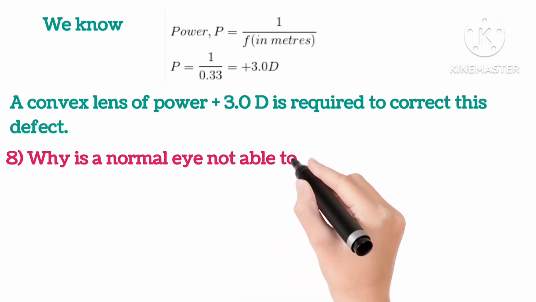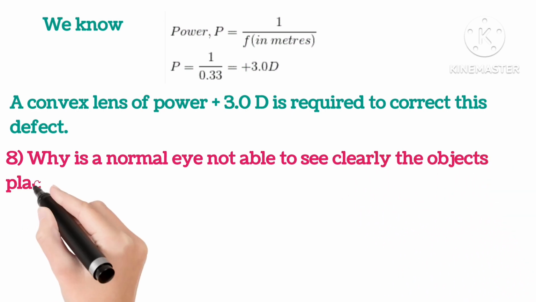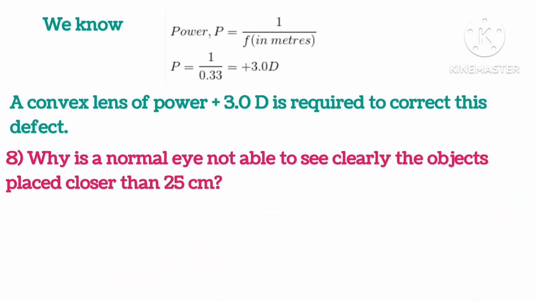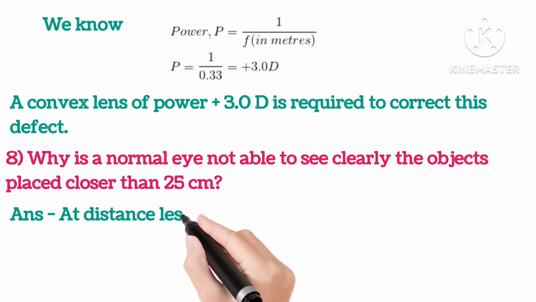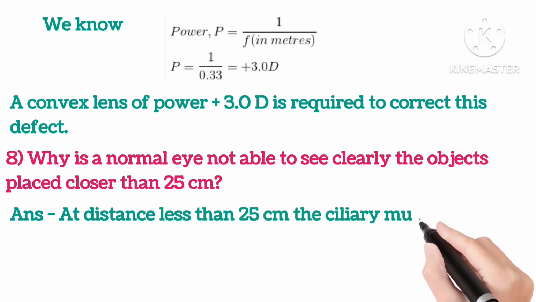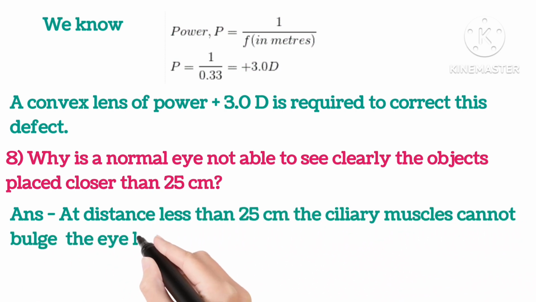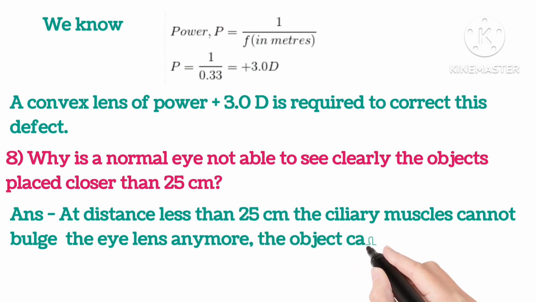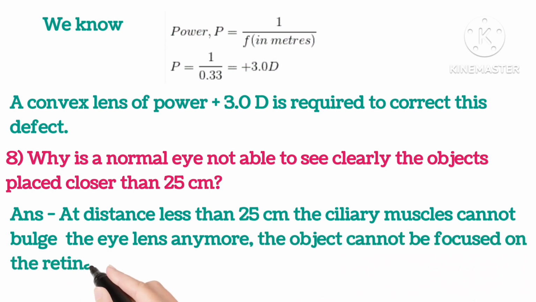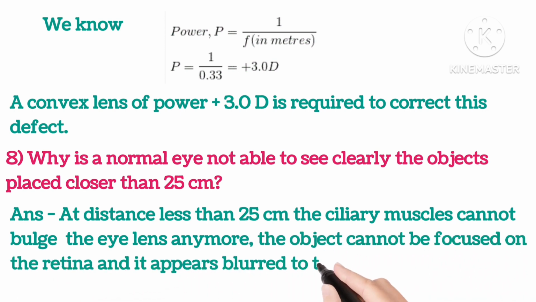8th, why is the normal eye not able to see clearly the objects placed closer than 25 centimeters? At a distance less than 25 centimeters, the ciliary muscles cannot bulge the eye lens anymore. The object cannot be focused on retina and it appears blurred to the eye.